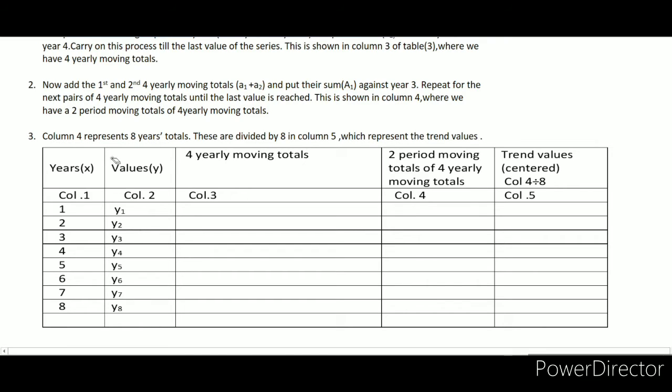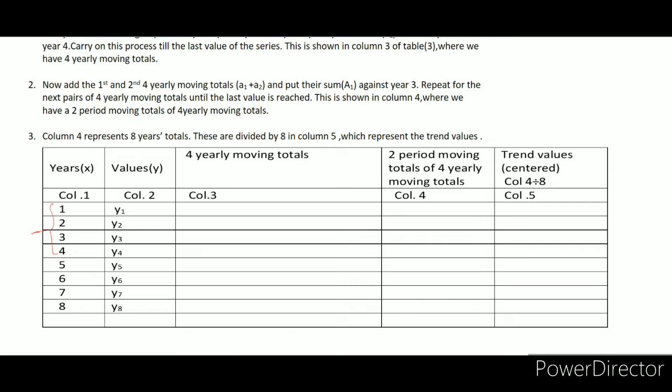So here if we are adding for the first group, let's say we're taking years 1, 2, 3, 4, what happens is 2 and 3 are the middle years, and the moving total will lie in between these years. Similarly, for the next group, 3 and 4 will be the middle year. The next group, 4 and 5 will be the middle year, and the moving totals will lie in between these middle years for each group or subset of 4 years. So that is where centering becomes important.